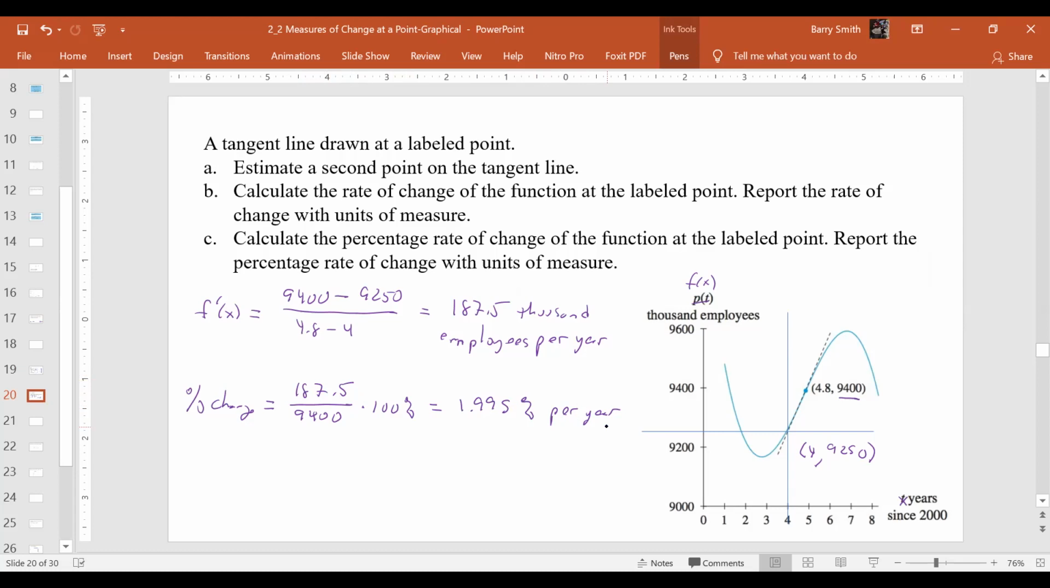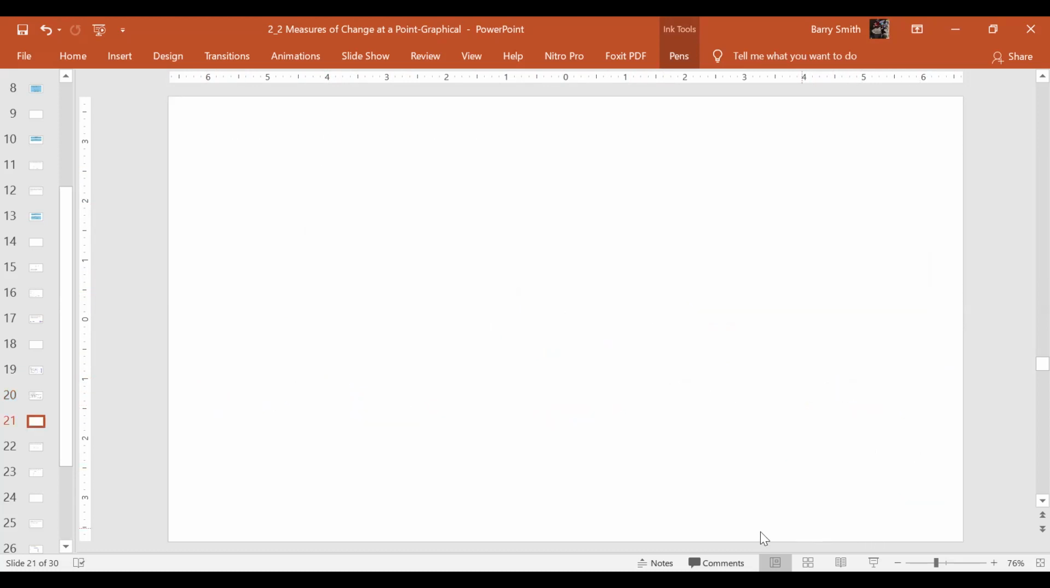Okay. Now, is there anything else? I think that's all we need. So that's how we would do that one. Again, we have to use our formula for f prime of x, and then our percent change, which uses the f prime divided by the output for that point of tangency. Now, if we'd had a different point of tangency, then we'd have to use a different value for that output. All right, so let's stop there.